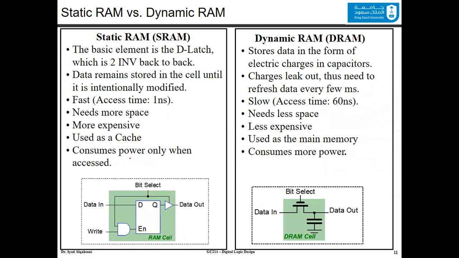From the power consumption point of view, the SRAM consumes power only when it is accessed. But the DRAM consumes power even if it's not switching. Whenever the power is on, it's already consuming power. However, in the SRAM, even if the power is on, the power consumption happens only when there is an access.